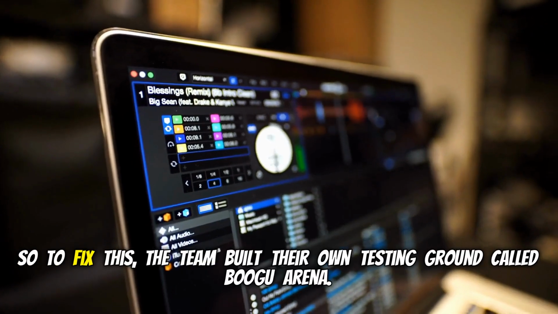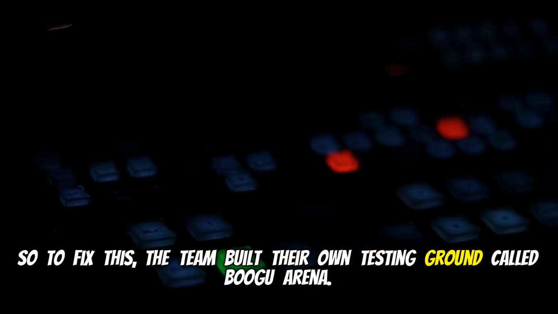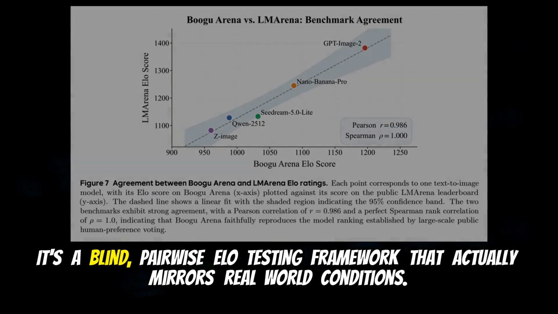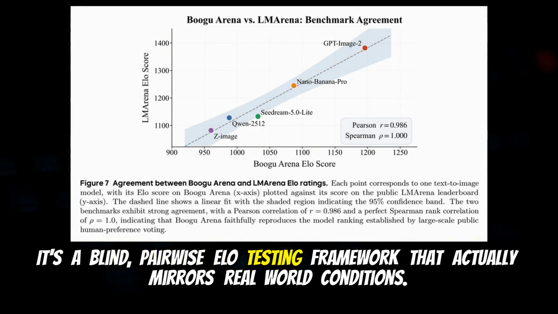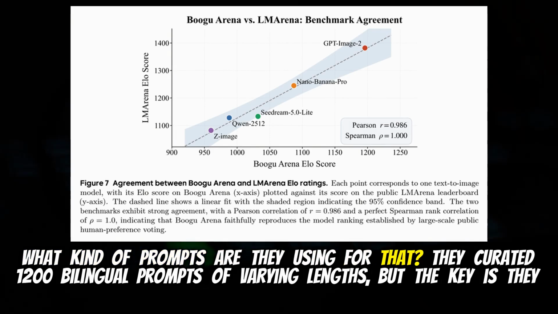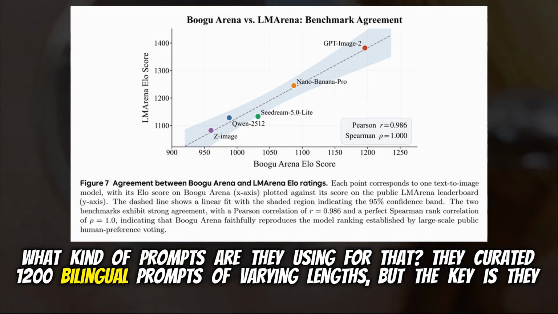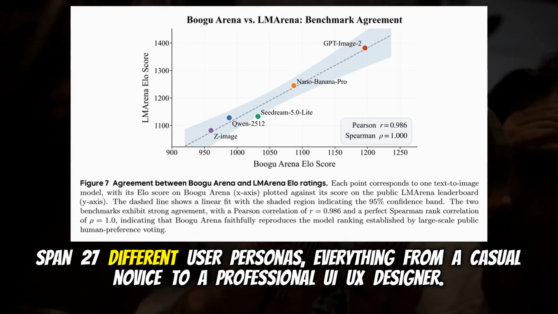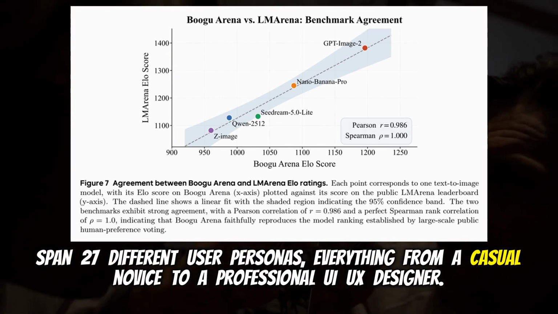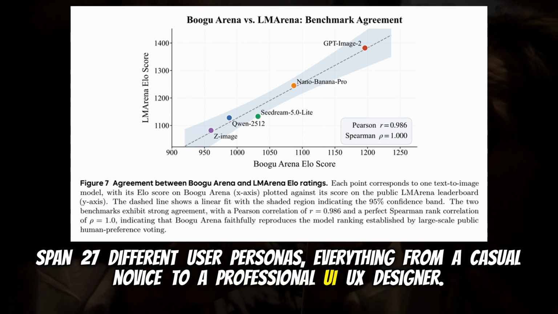Exactly. So to fix this, the team built their own testing ground called Boogu-Arena. It's a blind, pairwise ELO testing framework that actually mirrors real-world conditions. What kind of prompts are they using for that? They curated 1,200 bilingual prompts of varying lengths, but the key is they span 27 different user personas, everything from a casual novice to a professional UI/UX designer.